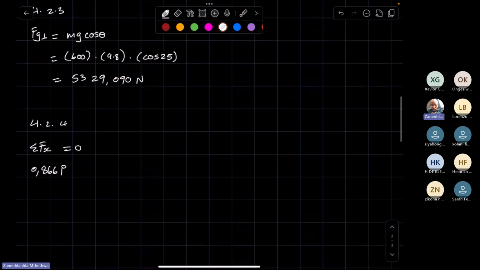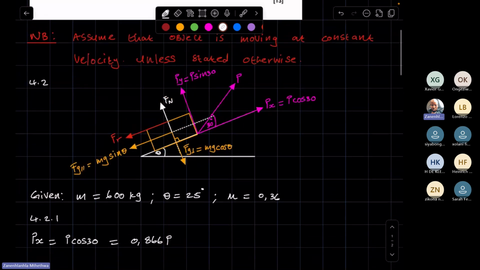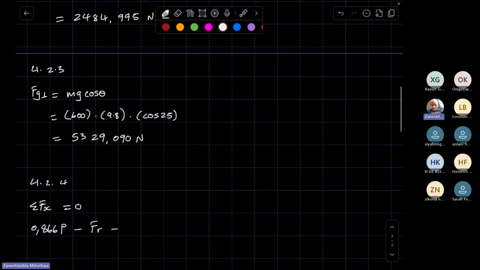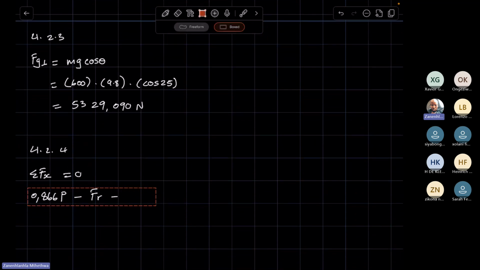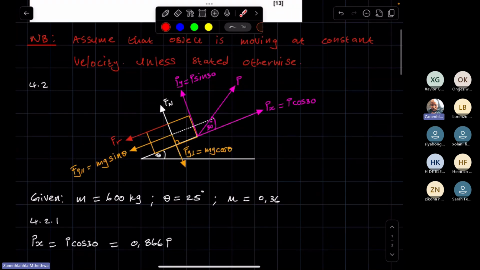So we say minus Fr minus Fg parallel. Okay, maybe let me do this first, give context. So this is going to be Px minus Fr minus Fg parallel is equal to 0. That is the sum of forces in the x direction. We have this one going in the positive direction, hence we take it as positive, and the other two going in the negative direction, which is why we take them as negative.